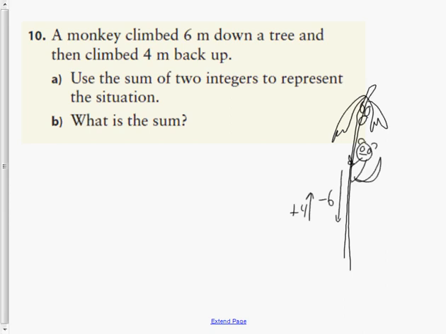All right, so if I think about going down 6 and up 4, a -6 combined with a +4 would be a sum of -2. So ultimately, if he climbed 6 meters down and 4 meters back up, he actually went down ultimately just 2 meters from where he started from.